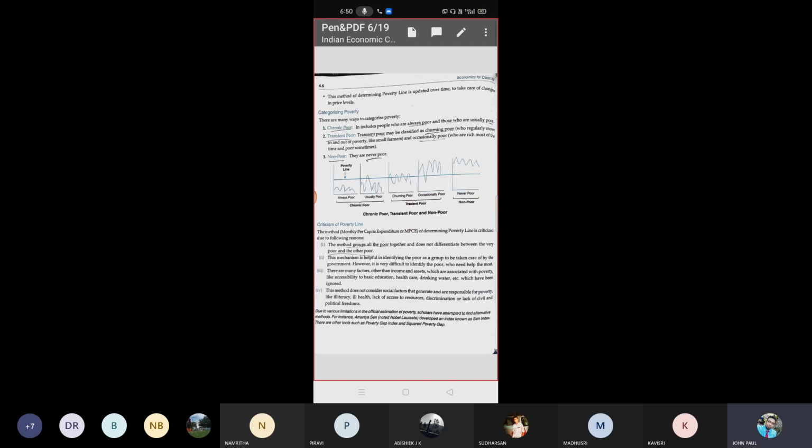This method of determining the poverty line is updated over time to take care of changes in price. Yes or no? Changes in price, in the sense that 10 years back they did this survey. In 2021, how many rupees are required for a person per month, for a single person? Minimum 2,500, right? 2,500 is required for consumption.